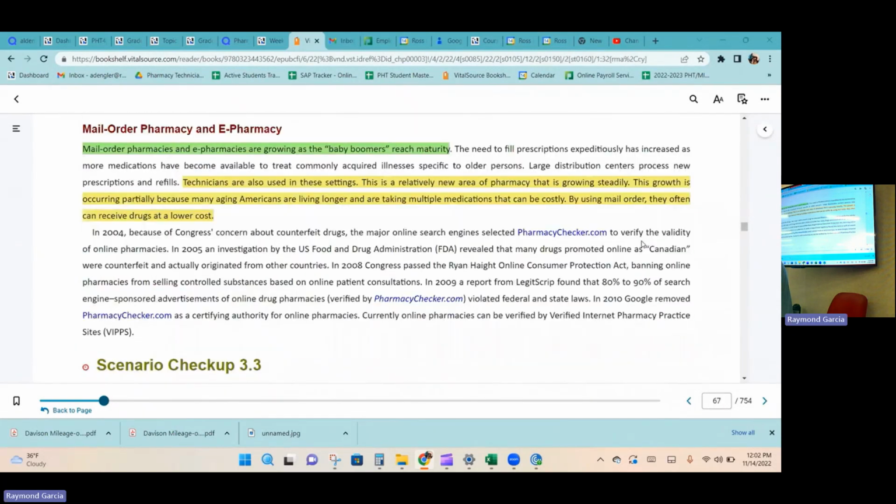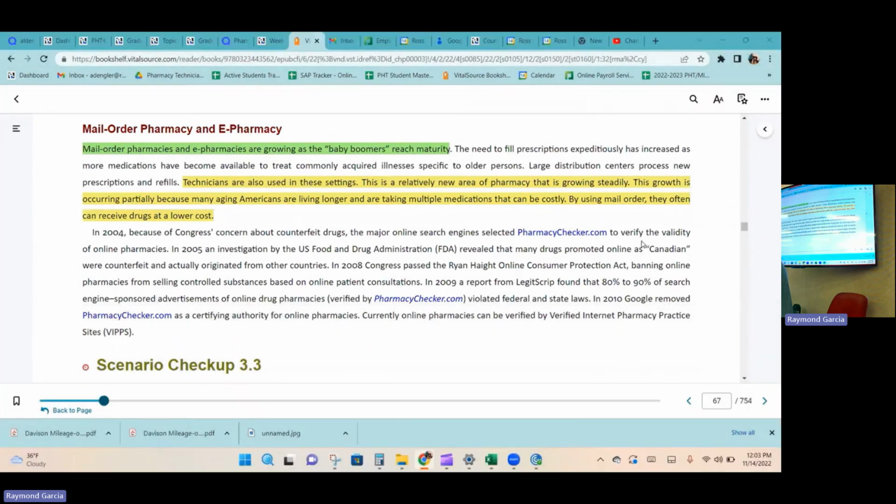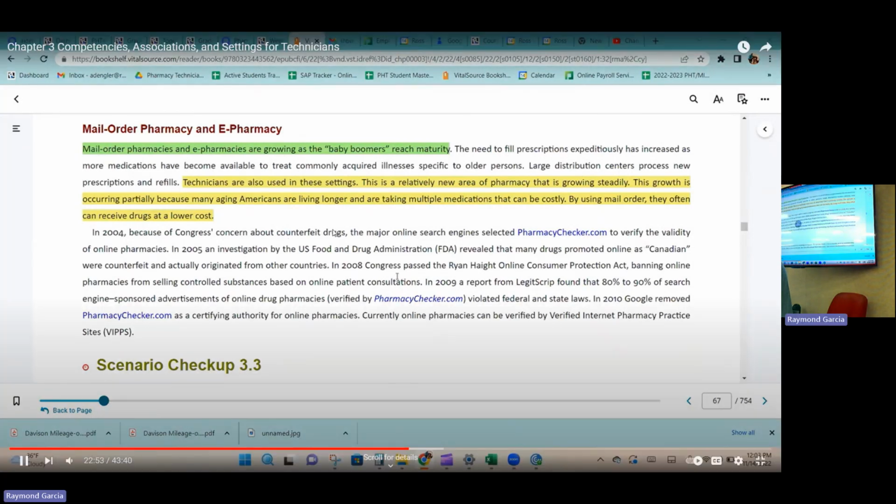Look through that. Mail order pharmacies and e-pharmacies are growing as the baby boomers reach maturity. The need to fill prescriptions exponentially has increased as more medications have become available to treat commonly acquired illnesses specific to older persons. Large distribution centers process new prescriptions and refills. Technicians are also used in these settings. This is a relatively new area of pharmacy that is growing steadily. The growth is occurring partially because many aging Americans are living longer and are taking multiple medications that can be costly. By using mail order, they often can receive drugs at a lower cost.